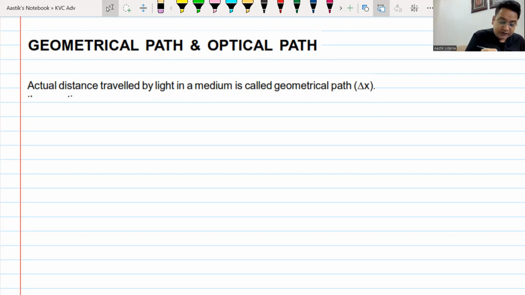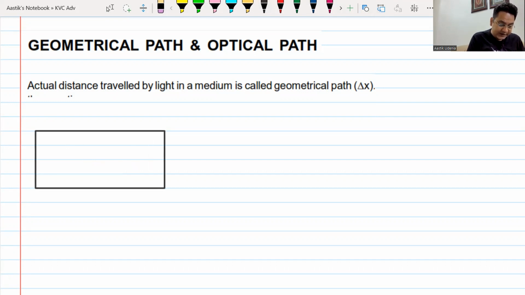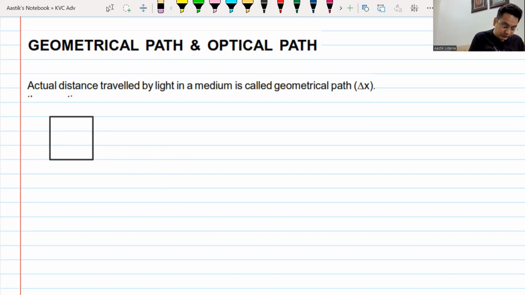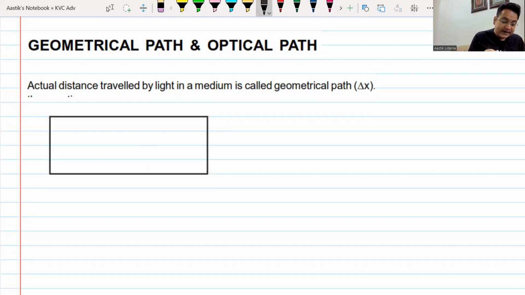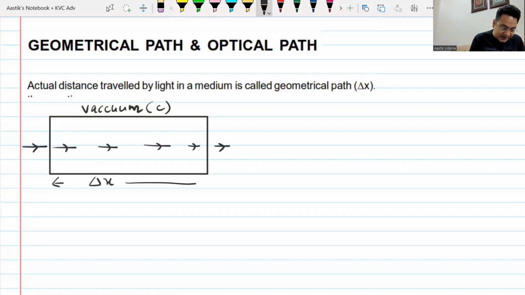If I take the example of light, let us say that this is vacuum. Oops, what has happened? It disappeared. Let us say that this is vacuum and light is traveling in vacuum. What is the speed of light in vacuum? 3 times 10 to the power 8. It travels with a speed c. Yes or no? Yes. Let us say it travels a distance delta x in vacuum.